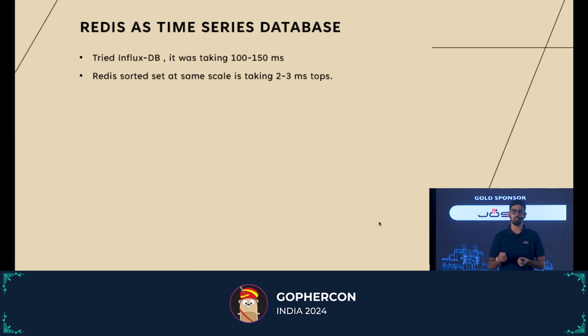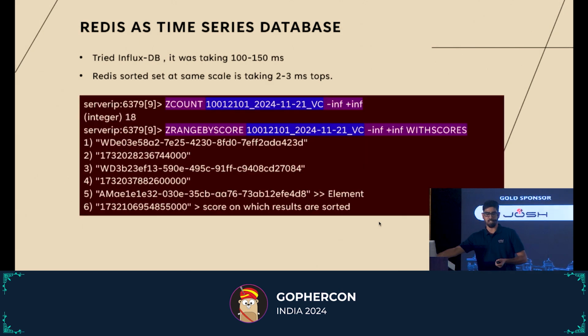We needed a solution which takes less than 5 milliseconds. And Redis served us well. It was taking 2 to 3 milliseconds for all the parameters for all the services. So what are Redis sorted sets and how do we store the data in them?